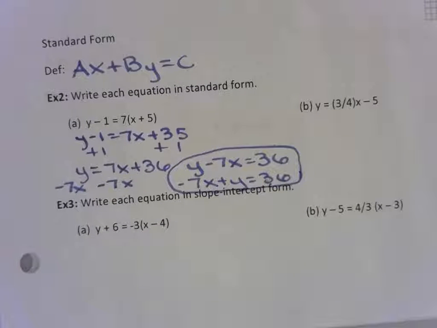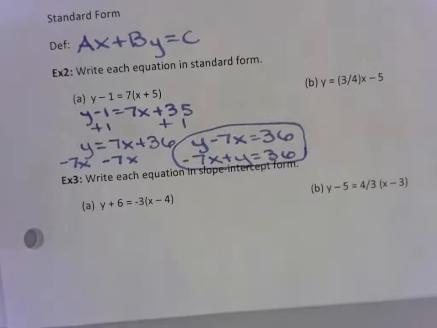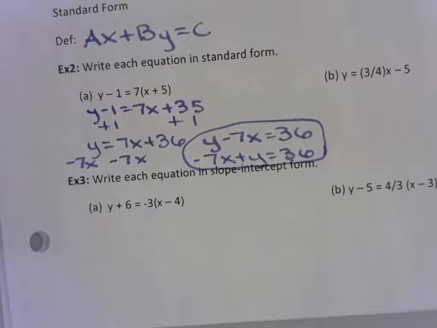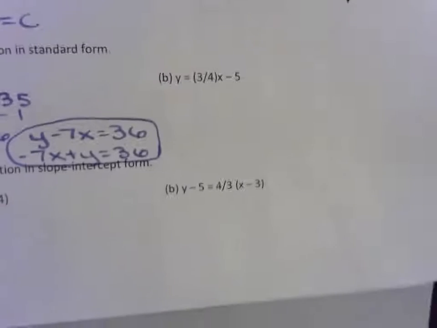Okay, you couldn't write it 7x negative y? No, because you have to keep the signs the same. So if you want to put the x first, you have to keep the negative with it, and you have to keep the positive with the y. Okay, any other questions? Okay, let's look at B.